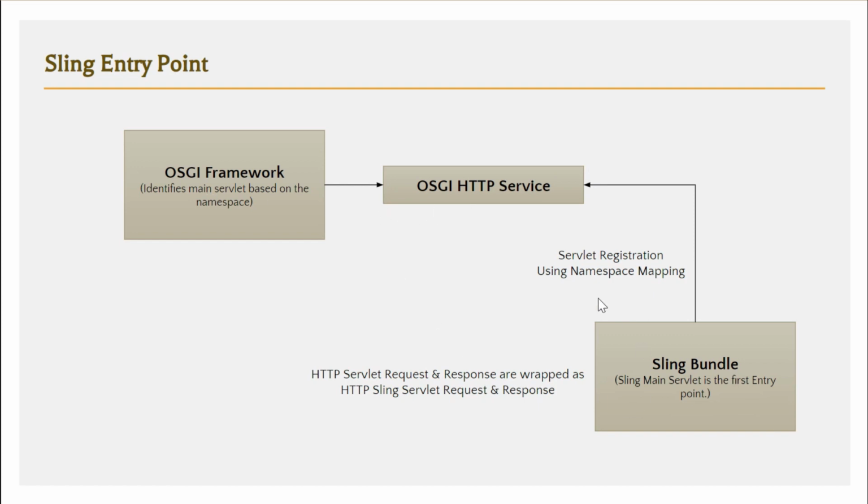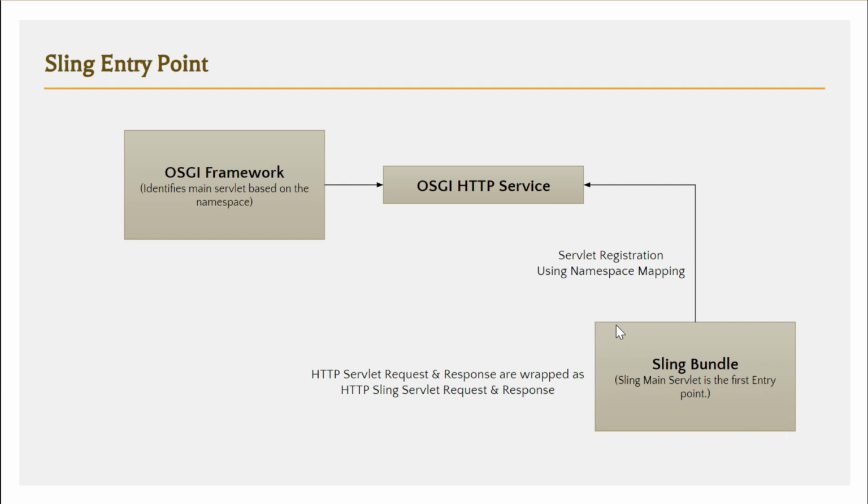Here we have the Sling module, which is one of the OSGI services. This Sling module has a servlet which is the Sling main servlet. Let us suppose this is the Sling bundle. In this Sling bundle, there will be an implementation of this OSGI HTTP service. So the implementation will be present in this particular bundle.